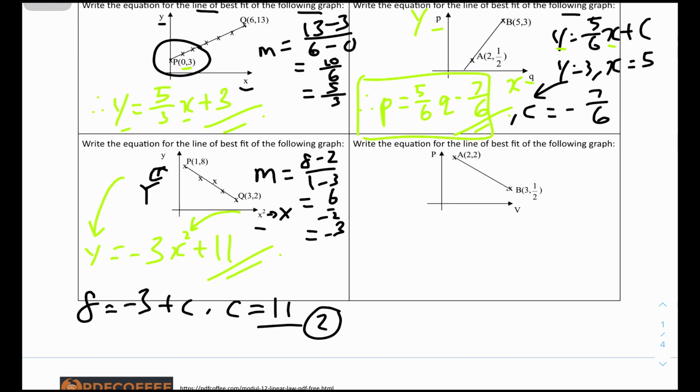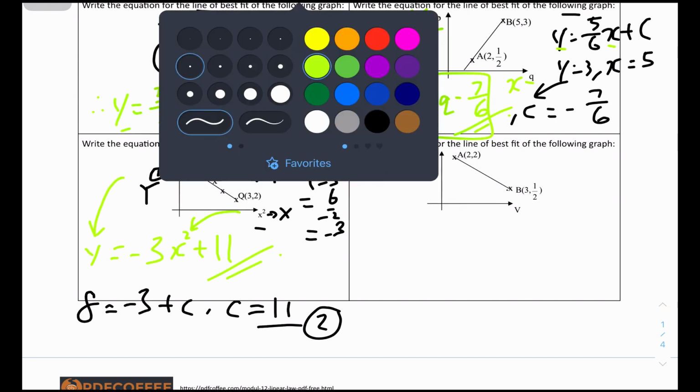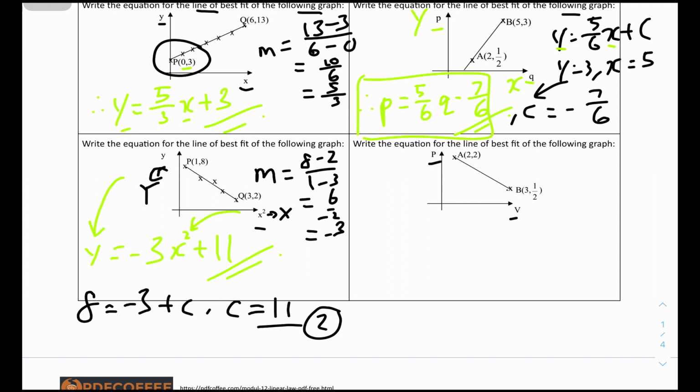Number 4, write the equation for the line of best fit for the following graph. We have P plotted against V, so P is like the big Y, and V is like big X. So find the gradient as well, it's a negative. So 2 minus 1/2 over 2 minus 3. And if you do 2 minus 1/2, you get 3 over 2, and 3 over 2 divided by minus 1. So it's basically quite simple because you don't have to flip around, just put a negative. So it'll be minus 3 over 2.